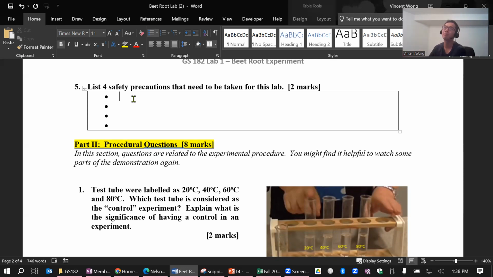Sure. But beetroot is not that dangerous, right? We can eat the beetroot. So I wouldn't say that's a high priority safety precaution. But that's good. Justine said label the tubes. Again, we're not dealing with very concentrated acid or something like that, so labeling the tubes is more for procedural reasons. It's not really for safety.